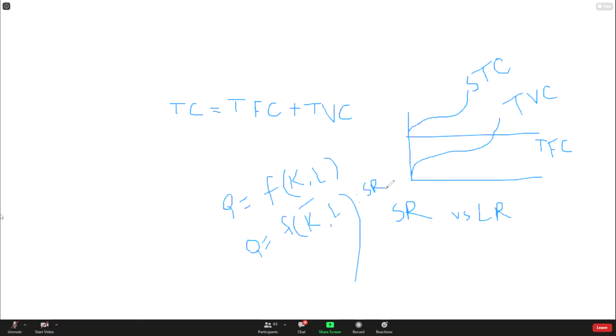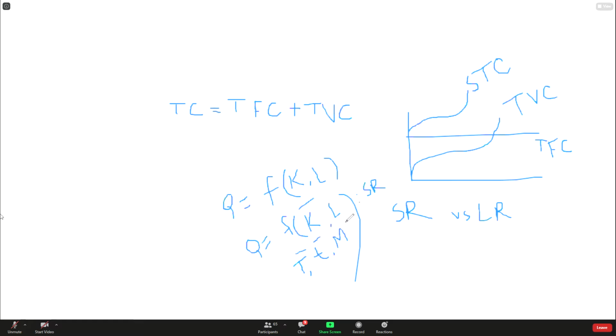What I am trying to say is that short run is a concept where at least one factor of production is fixed. Look, here I have written only two factors of production. If I have written, for example, technology, time, and other raw materials, there can be many factors of production. What I am trying to say is that at least one.